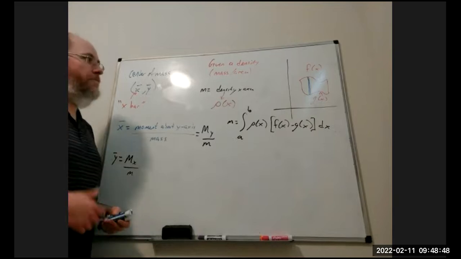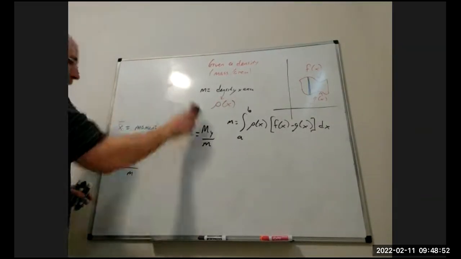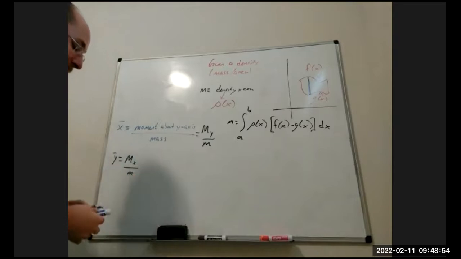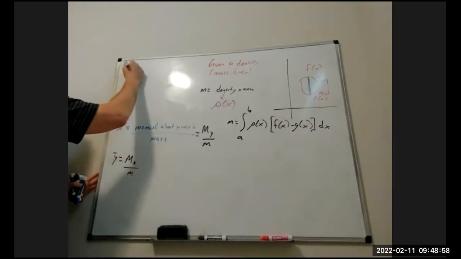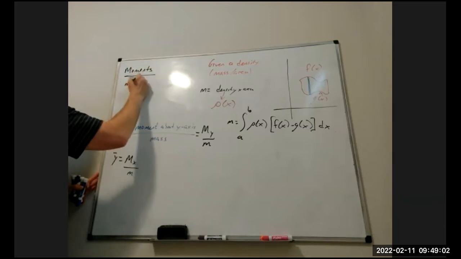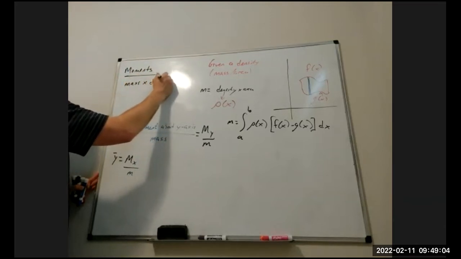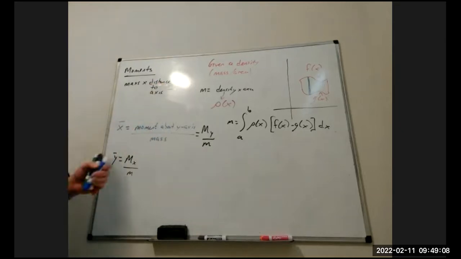So now remember what the moment is in general. We need to multiply mass times distance to the axis. Okay, so for moments, just let me remind you, it's mass times distance. I put here distance to the axis, so distance to the rotation point.